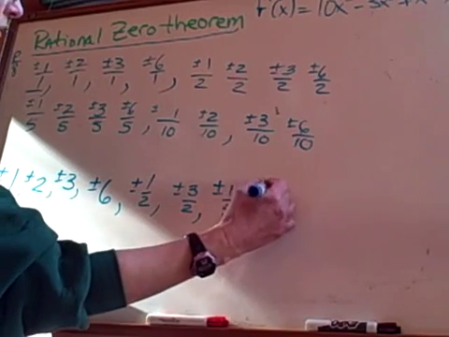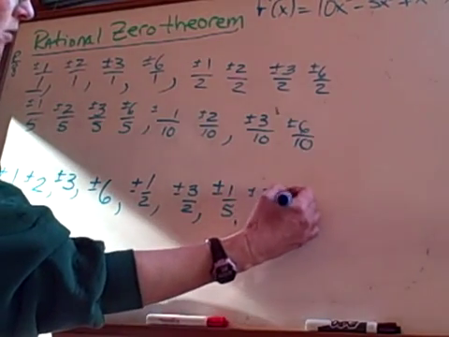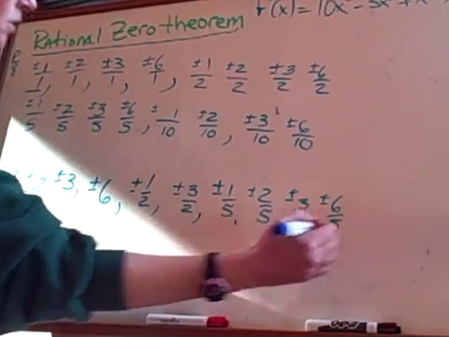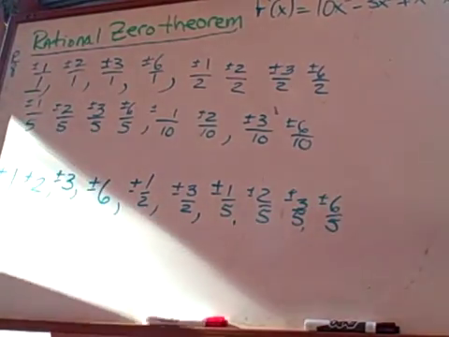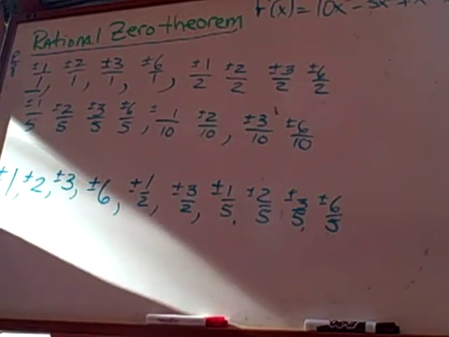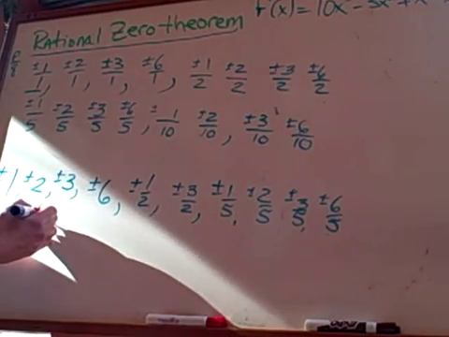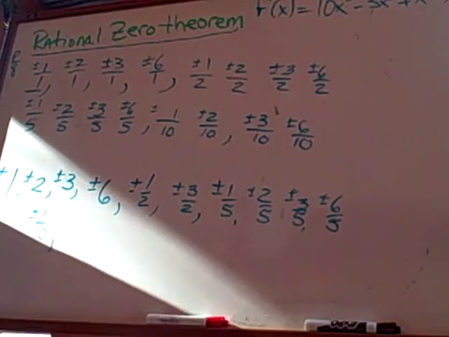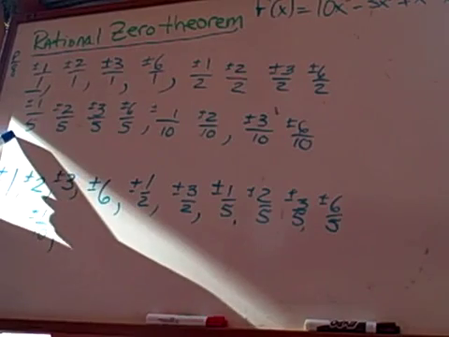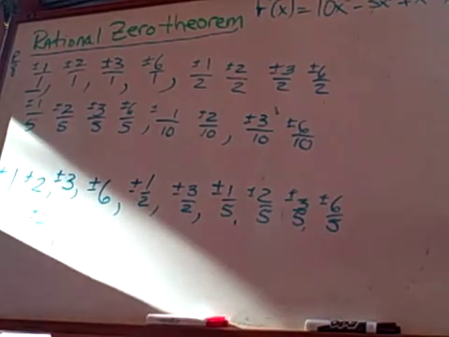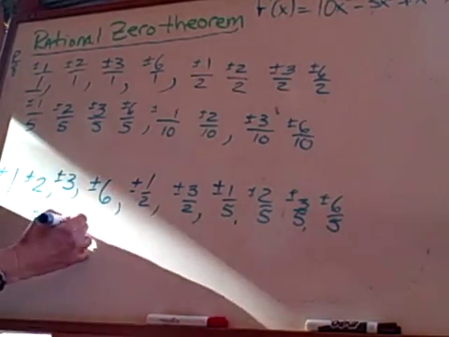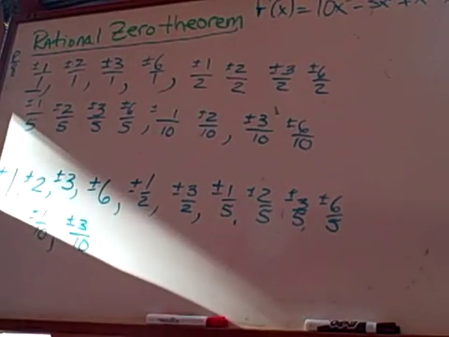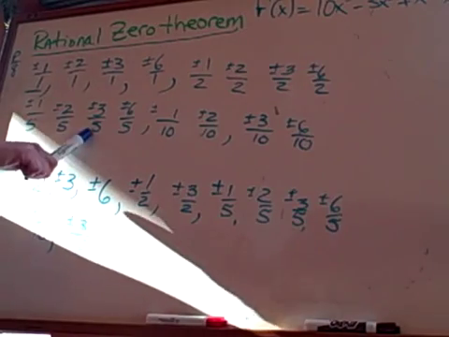Plus or minus 1/5, plus or minus 2/5, plus or minus 3/5, plus or minus 6/5. Well, we didn't get a break on that one, but that's okay. I'm going to continue my list down here. How about 1/10? Needs to go down there. Plus or minus 1/10. How about 2/10? Nope. Already taken care of with the plus or minus 1/5. What about 3/10? Yes. Plus or minus 3/10. What about 6/10? Nope. Already taken care of, right?